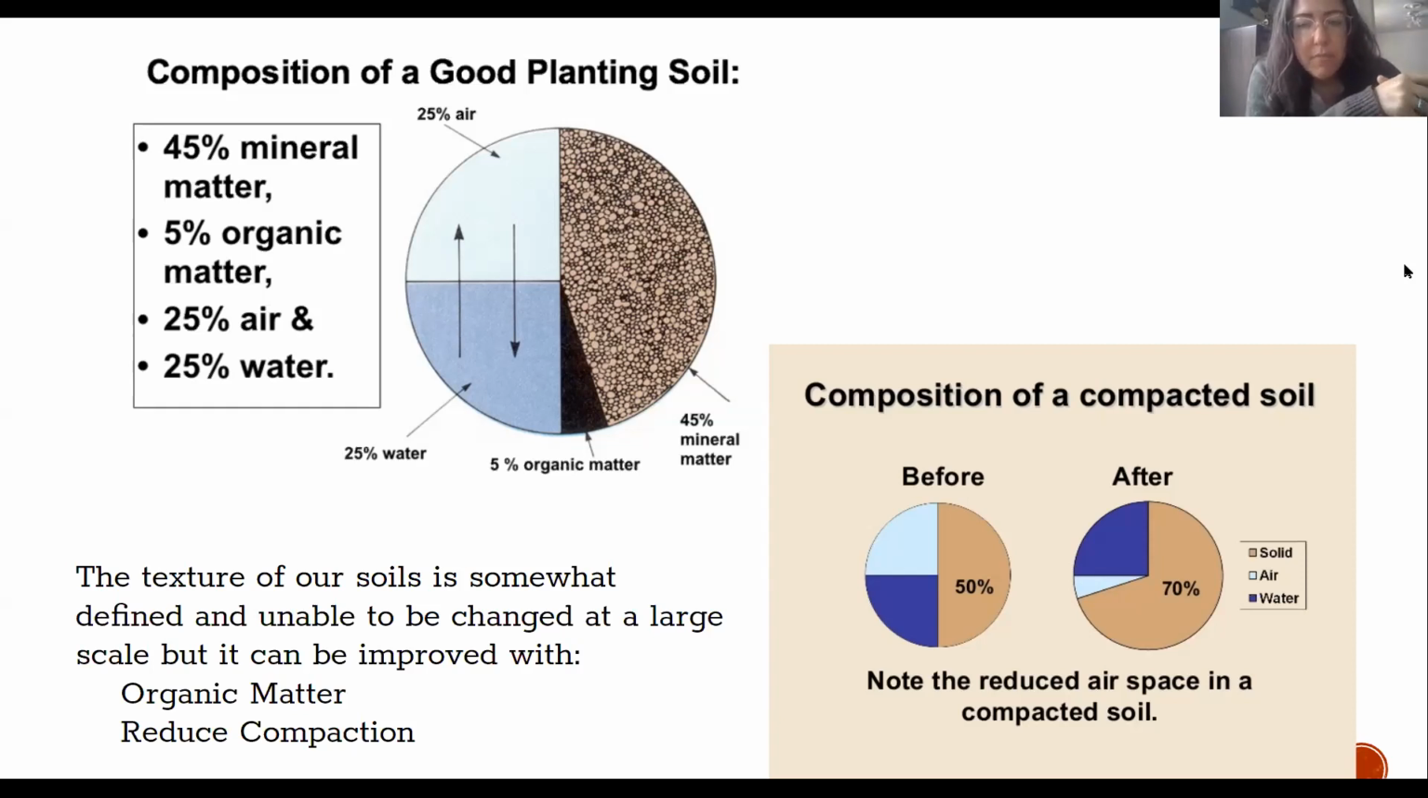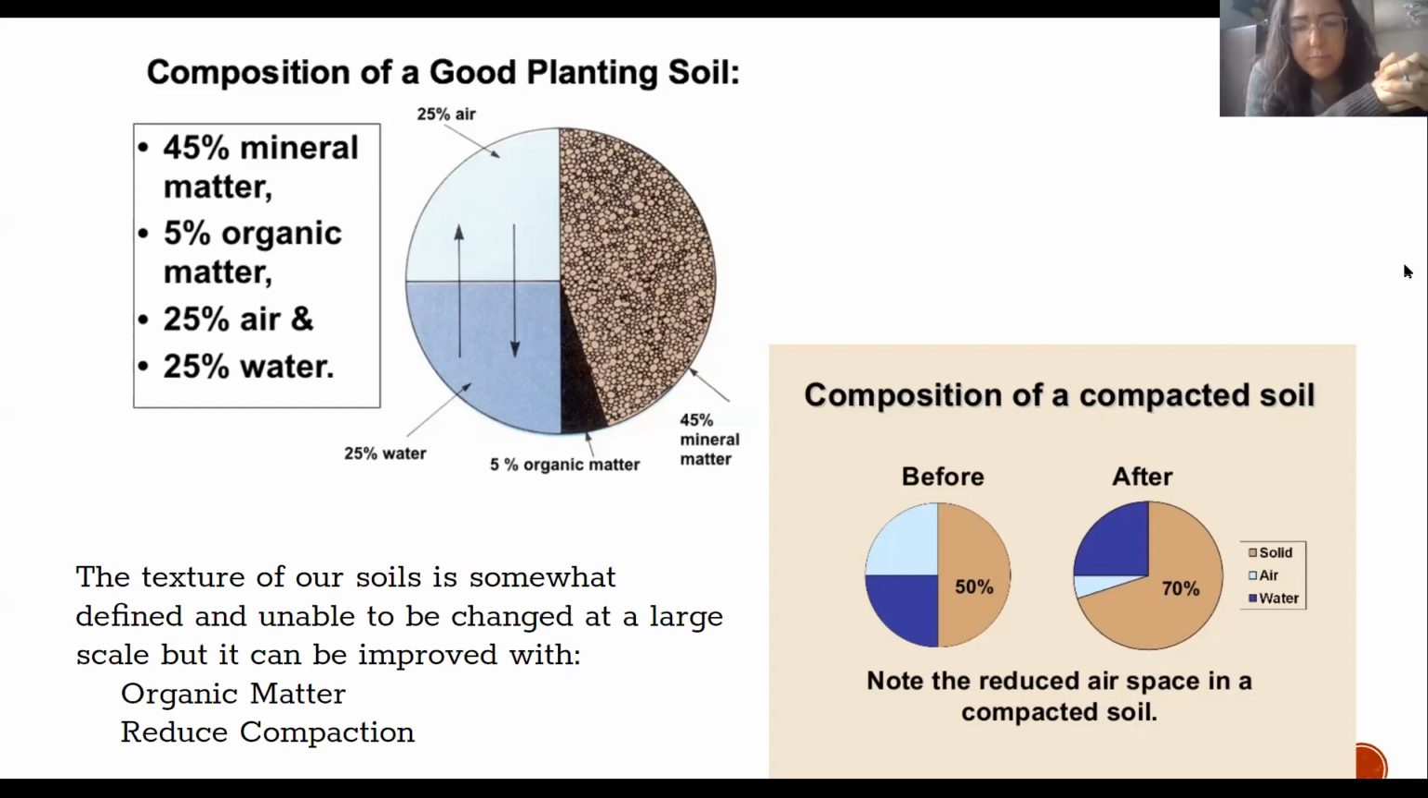So ideally, a good soil has 45% mineral matter, which we're going to talk about, the sand, silt, and clay that make up the soil. It has the capacity to hold 25% air and 25% water, and then it has 5% organic matter. Obviously, this is kind of our baseline, and there are going to be different ratios that you'll see in soils. But this is kind of our ideal.